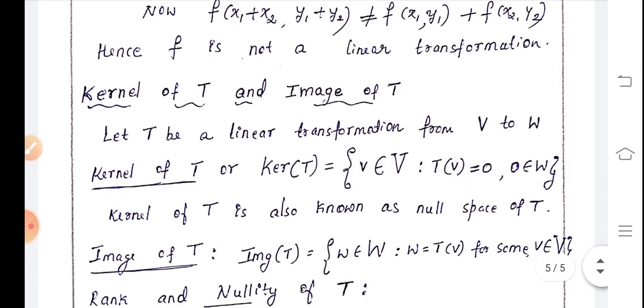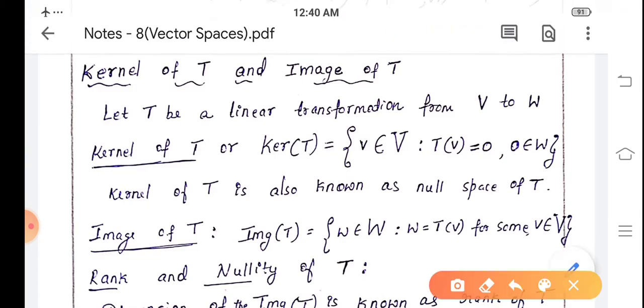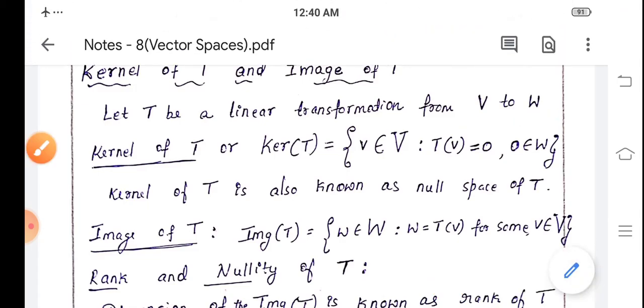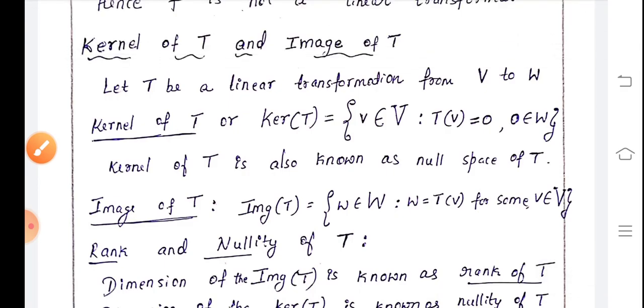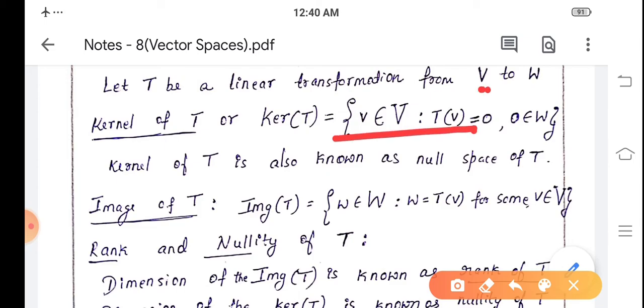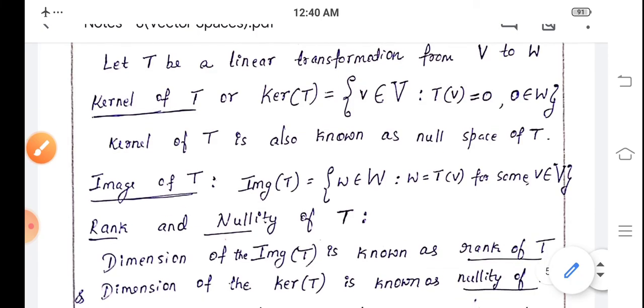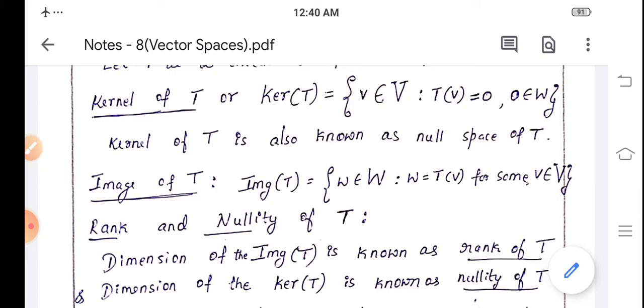Now let us understand the definition of the kernel of T and the image of T, for a linear transformation T. Suppose T is a linear transformation from V to W. Then the kernel of T is the set of all v belongs to V such that T of v equal to 0, where 0 belongs to W. This is the kernel of a linear transformation. The kernel of T is also known as the null space of T.